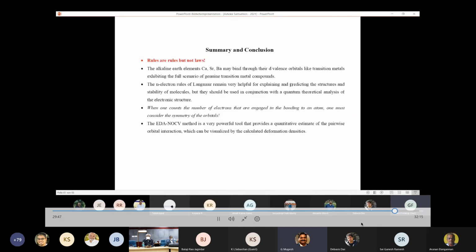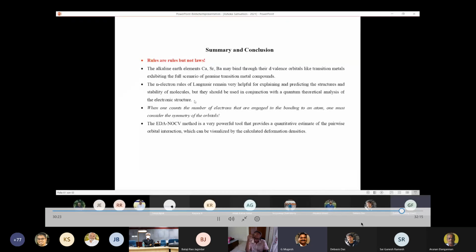Summary and conclusion. Rules are rules, but there are no laws. So you can go beyond it. The alkaline earth elements, calcium, strontium, barium, bind through their d orbitals. They usually bind through their valence d orbitals, exhibiting the full scenario of genuine transition metal compounds. The n-electron rules, they remain very helpful, but they should be used in conjunction with the quantum theoretical analysis of the electronic structure.